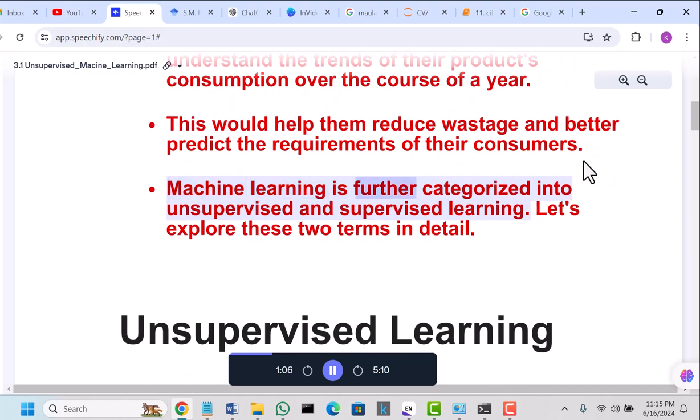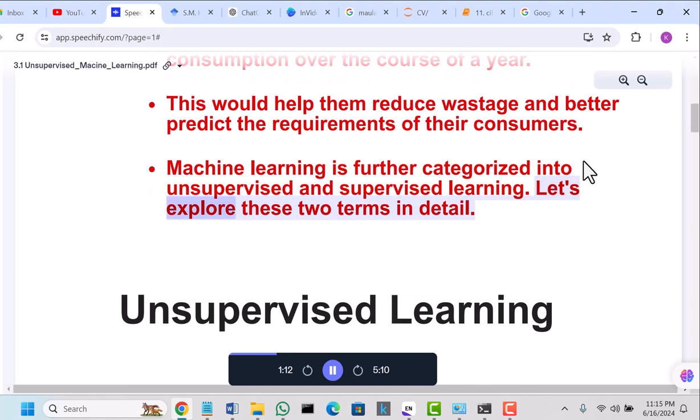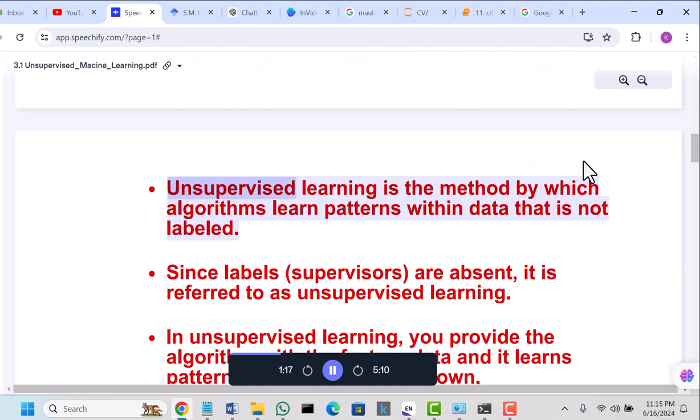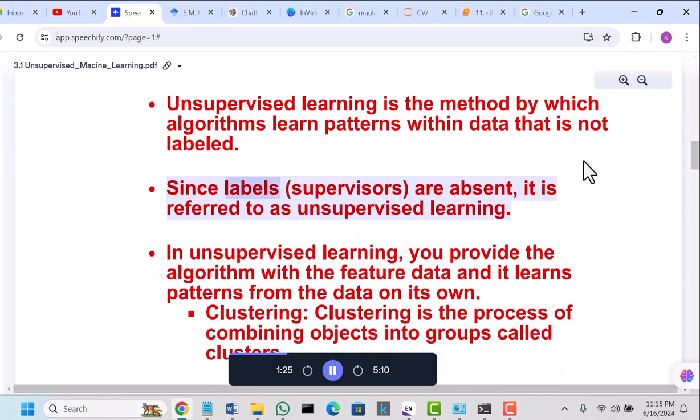Machine learning is further categorized into unsupervised and supervised learning. Let's explore these two terms in detail. Unsupervised learning. Unsupervised learning is the method by which algorithms learn patterns within data that is not labeled. Since labels, supervisors, are absent, it is referred to as unsupervised learning.